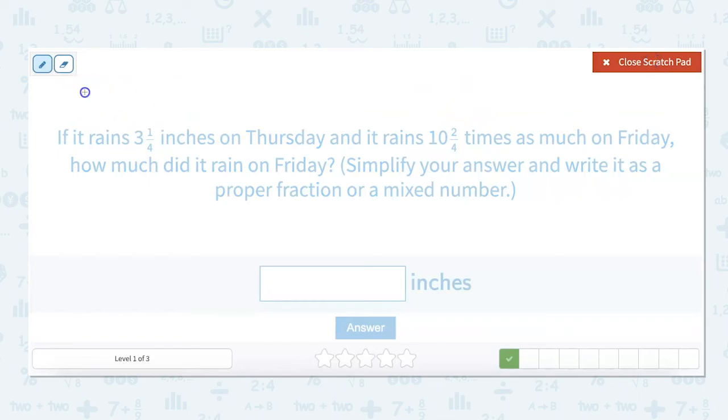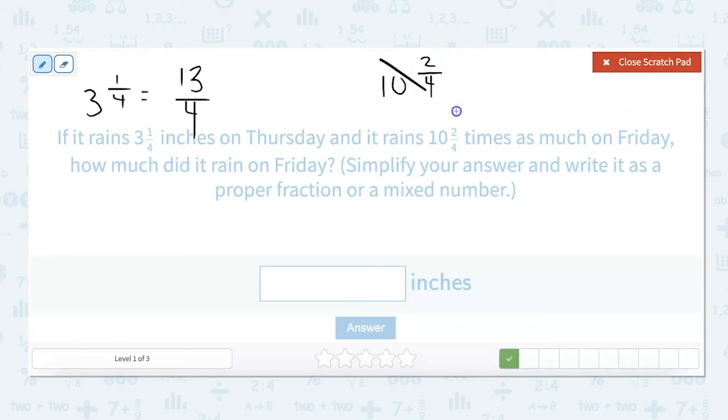So again, we need to first turn these numbers into improper fractions. We take 3 1/4 and turn that into an improper fraction by multiplying our whole number by the denominator. So 3 times 4 is 12, plus our numerator, which is 1. So that is 13 over 4. We do the same thing with 10 2/4, which is the same as 1/2.